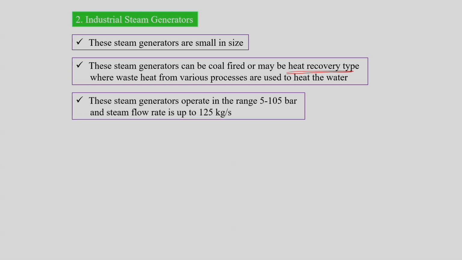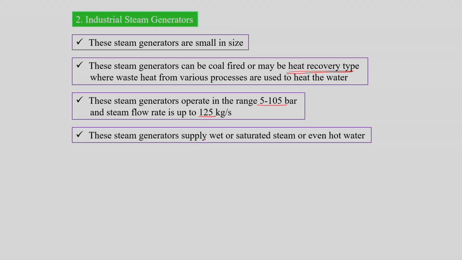These steam generators work in the pressure range of 5 to 105 bar, with a steam flow rate of around 125 kg per second. So, these are industrial steam generators. Industrial steam generators sometimes need not produce steam which is superheated or saturated. They might produce steam which is wet, as they are mostly used for industrial heating applications.